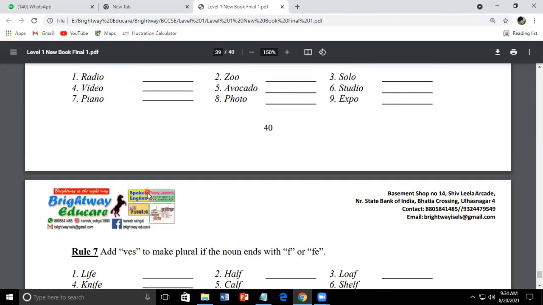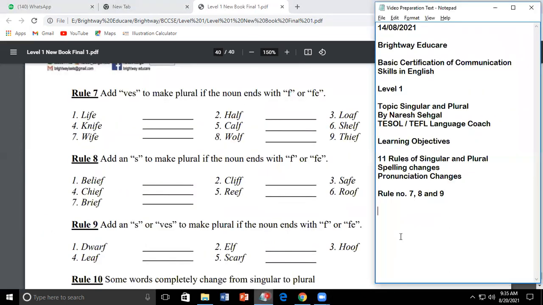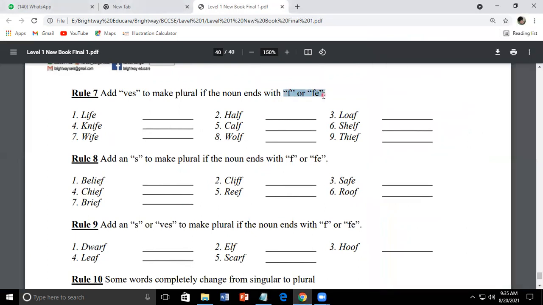Moving on to today's video, which is for rule number 7, 8, and 9. So friends, first of all, I would like to draw your attention to a common thing which is in rule number 7, 8, and 9. See here, we notice that all the words which will be in rule number 7, 8, and 9 will be ending with F or FE. I repeat, all the words in rule number 7, 8, and 9 will be ending with F or FE.